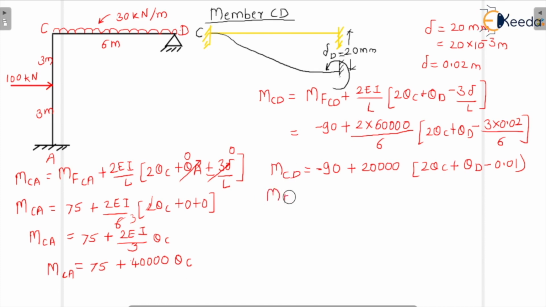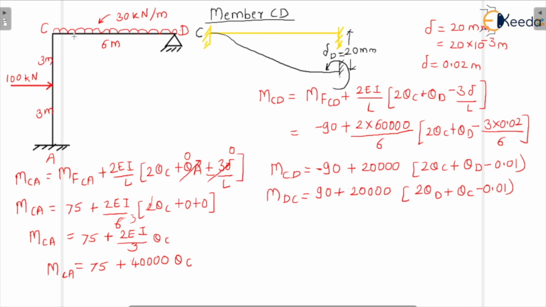With this we can write M of DC is equal to 90 plus 20,000 into 2 theta D plus theta C minus 0.01.